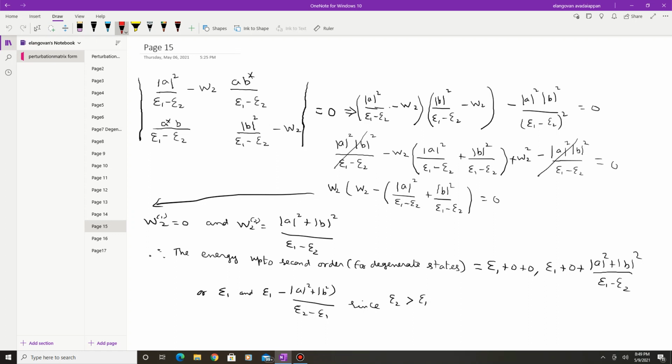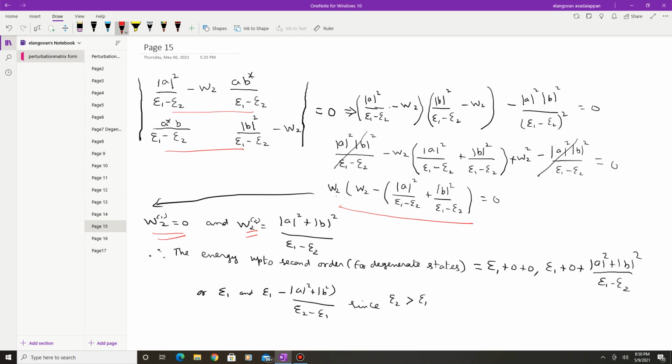Once we substitute this value here and solve, this is the determinant you have to evaluate. Once you evaluate this determinant, you get this expression. This is your characteristic equation. Solving this, you have two solutions. W2 is 0, the second order correction to the first state is 0, and the other one will be the second order correction to the second level, which is mod A square plus mod B square by E1 minus E2.